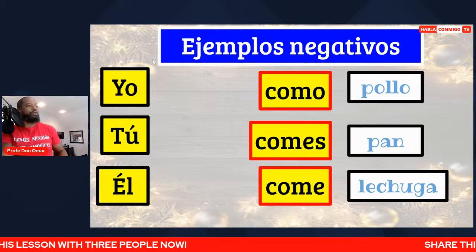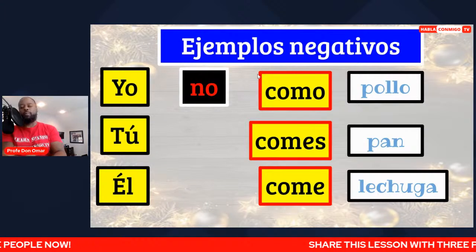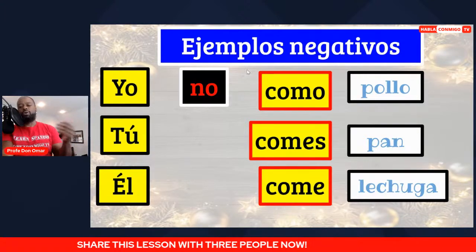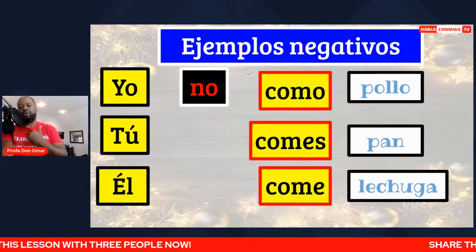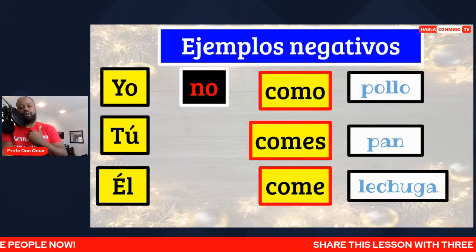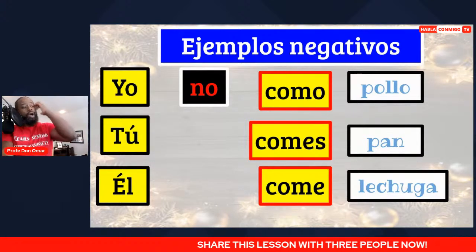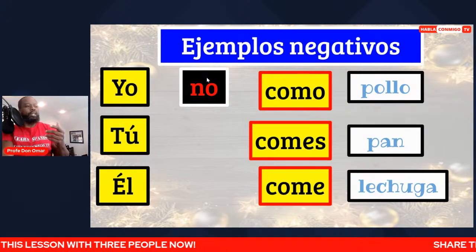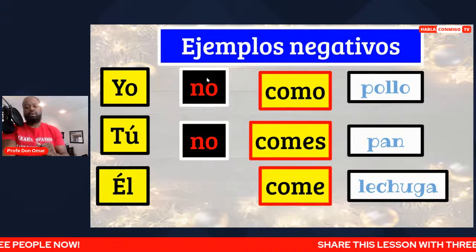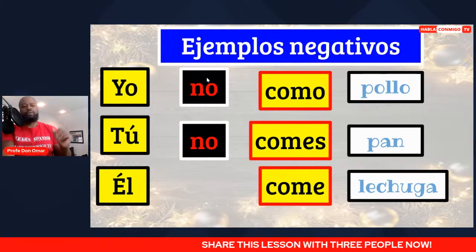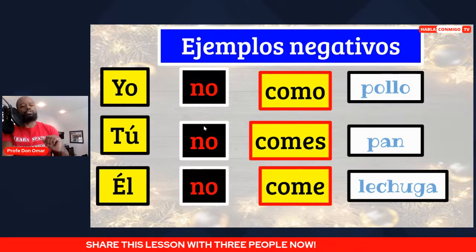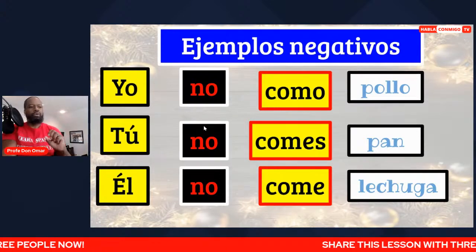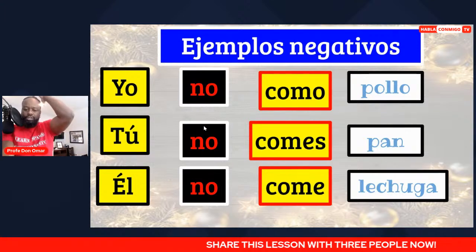All right, so let's look at it right here on the screen. Yo no como pollo, right? Porque soy vegetariano. No como pollo porque soy vegetariano. I don't eat chicken because I'm vegetarian. Not true. Not vegetarian. Tú blank comes pan. Same situation, right? We're making it easy. Tú no comes pan. You don't eat bread. Maybe you got a little gluten thing going on, right? Él no come lechuga. He doesn't eat lettuce. That's all we need to use to make a sentence negative.